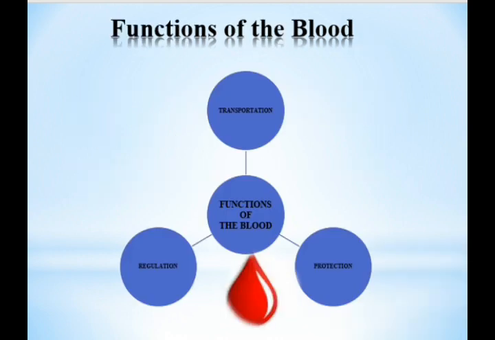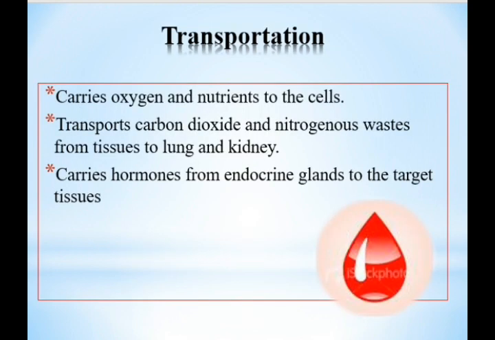So blood is for transportation, regulation, and protection. Transportation: it carries oxygen and nutrients to the cells, transports carbon dioxide and nitrogenous waste from the tissue to the lung and kidney, and carries hormones from endocrine glands to the target tissues.